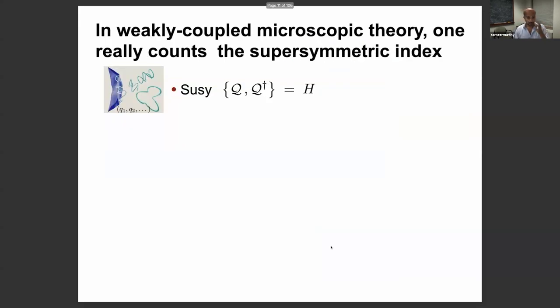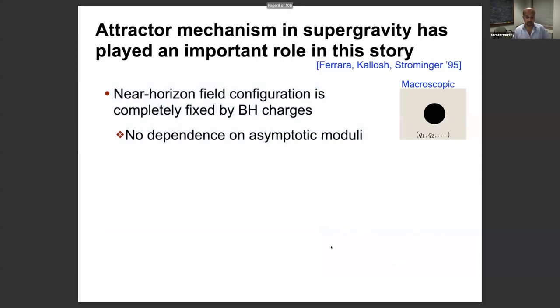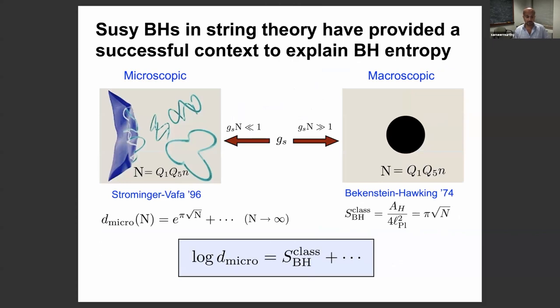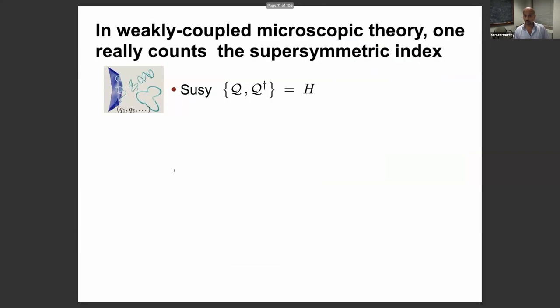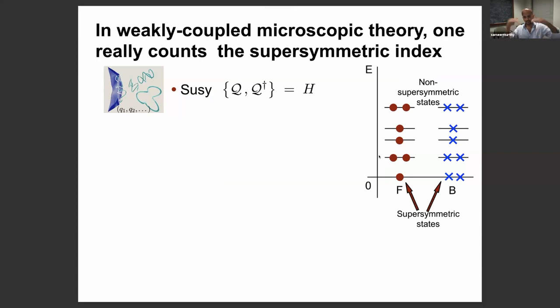Okay, so now let's look at the microscopic picture. Now you ask, what are we really counting? In all these examples where there have been successes, what you really count is not the number of microstates, but a supersymmetric index. I'll run through this quickly. There's an expert audience, but it's good to go through the basics. So you imagine some complex supercharge which obeys this superalgebra. Q Q-bar is a Hamiltonian. That means that any state with the Hamiltonian greater than zero always comes in boson-fermion pairs, while Hamiltonian equal to zero could either come as a pair or as a singlet.